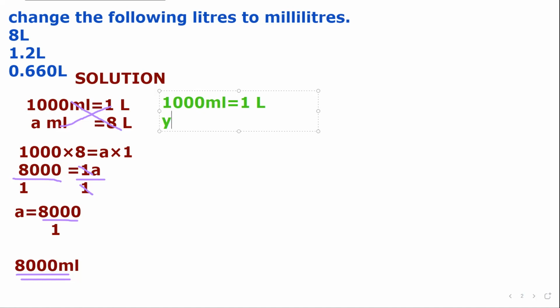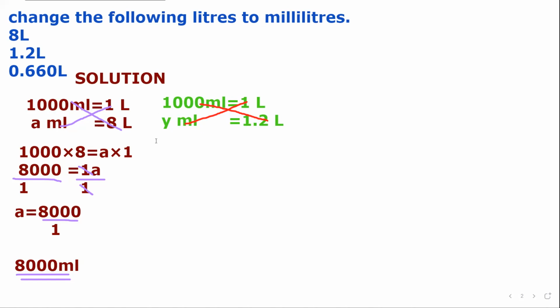The Y milliliters is equal to 1.2 liters. So always record the liters under the liters, and the milliliters under the milliliters. Now, the unknown here, you choose a letter to represent that. Because of this, you have to do your cross multiplication. This one multiply this, and this one multiply that. Now we do away with the units, so the numbers, that is the coefficients, will multiply.